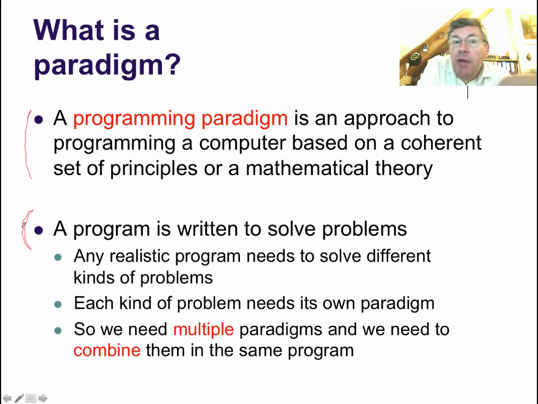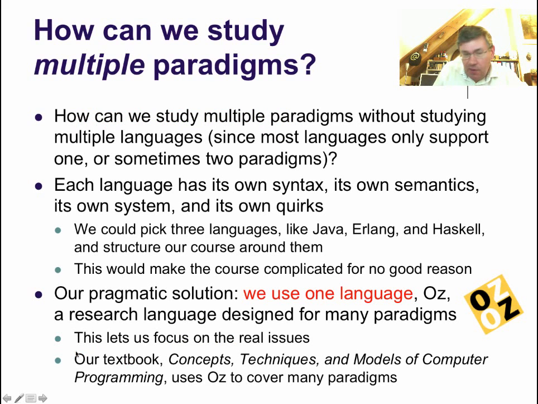A large program, anything bigger than toy programs, has to solve many problems. And each kind of problem needs its own kind of paradigm. So the point is, we need multiple paradigms in the same program, and we need to combine them. They don't live separately. So how can we do this? The first question: how can we study, in this one sequence of two courses, multiple paradigms?